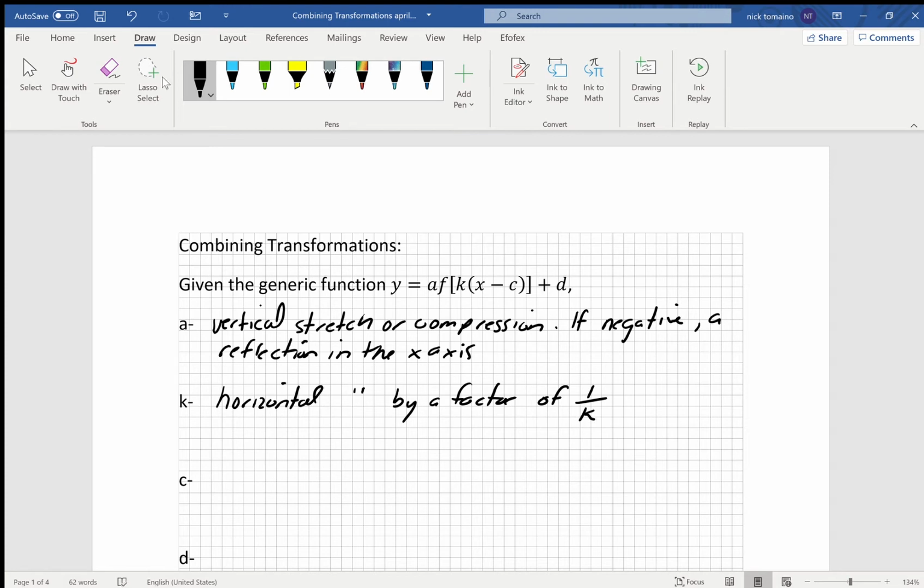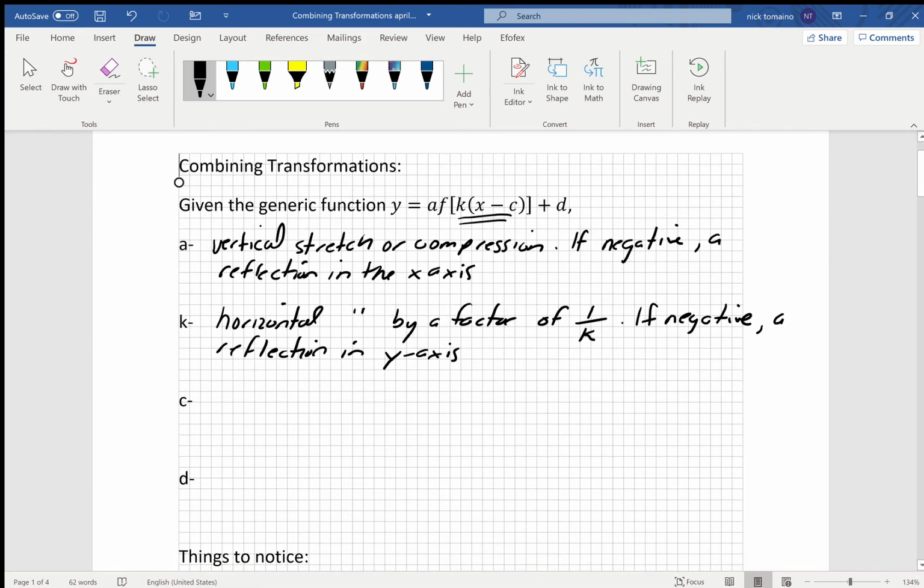Remember, what's inside here is always the opposite. So if it's a minus, it goes to the right. If k is a number like 2 or 3, it's a compression by 1 over 2 or 1 over 3. Okay? And again, if negative, a reflection in the y-axis.